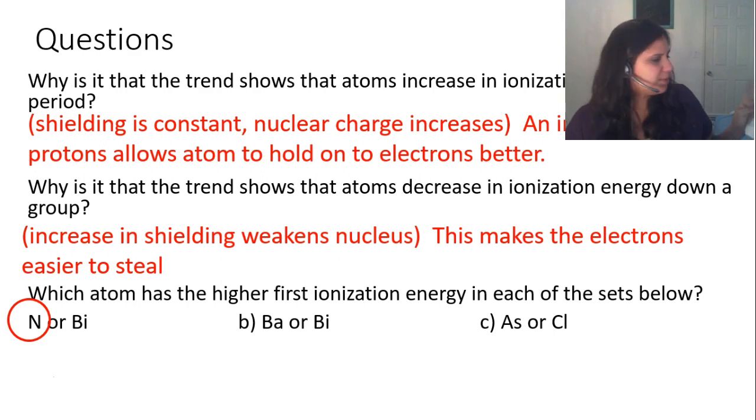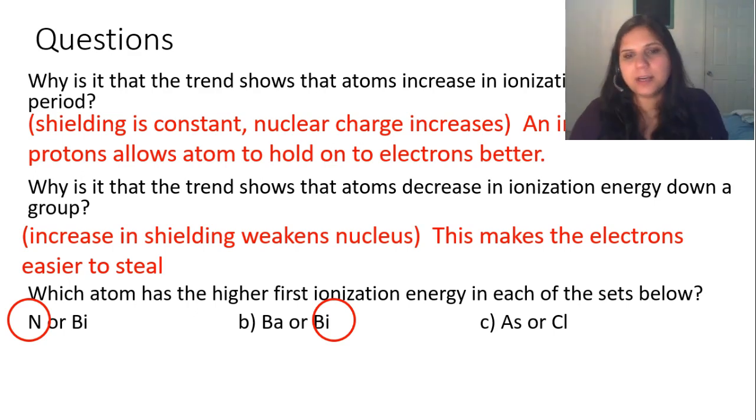Next one, barium and bismuth. Those are in the same row, or period. Which one is the stronger of those two? Well, remember that as we go across, the shells stay the same, but the number of protons increases. So since the number of protons increases, the nuclear charge increases, and so it gets stronger and stronger from left to right. So bismuth would be stronger than barium, and therefore would have a higher first ionization energy.